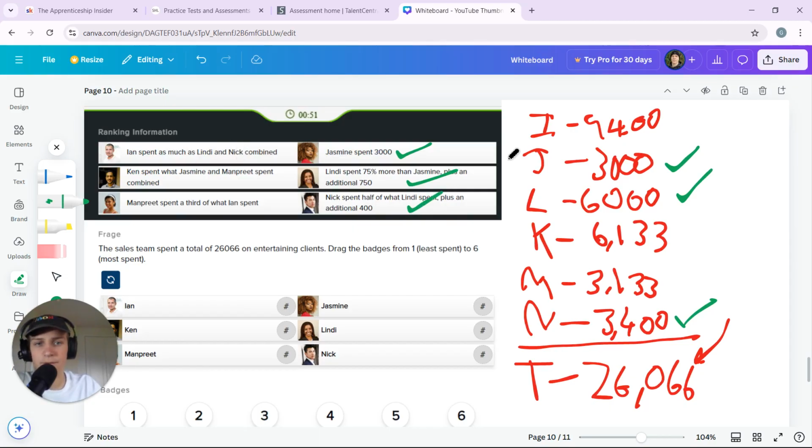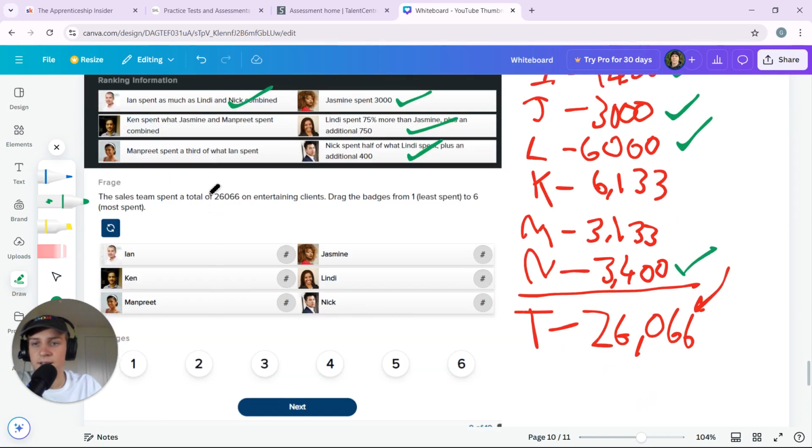Okay. Ian spent as much as Lindy and Nick combined. So Lindy and Nick did 9,400. So Ian spent as much as Lindy and Nick, 9,400. Boom. Okay, then, so that's that one. I'm happy that I've done that one correctly.